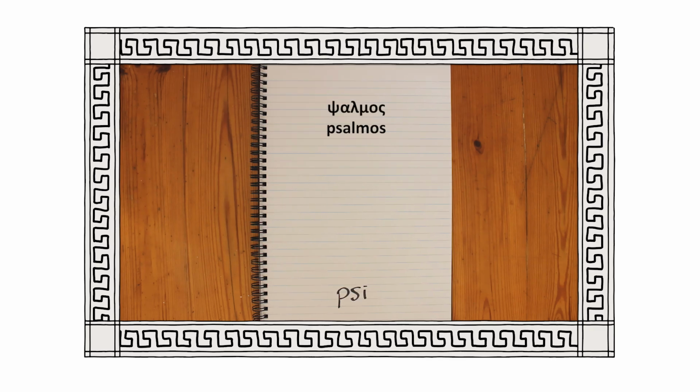psalmos, playing the lyre or song from which we get psalm, or pseudo, I lie or I cheat, from which we get pseud, and pseudonym, a fake name. You'd use it for psyche, meaning spirit, soul, courage, ghost, from which we get psyche and psychology, and so on.